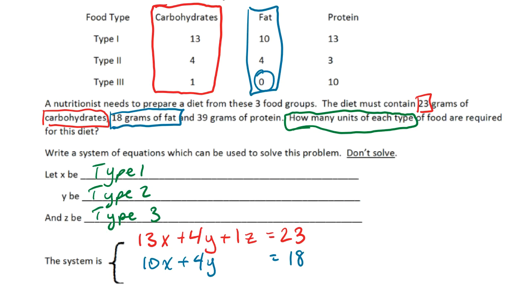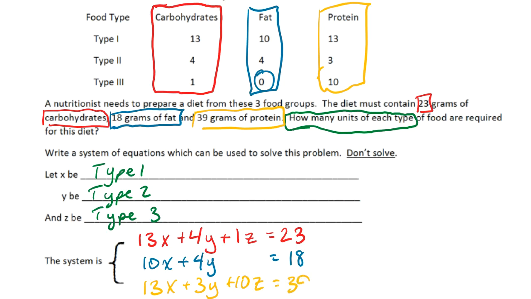All right, last one, 39 grams of protein. So we're looking at the protein column now. We're going to do the same thing. So we know it's 13 times type 1 plus 3 times type 2, which is y, and 10 times type 3, which was z. That's going to equal 39. Those 3 equations give us our system.